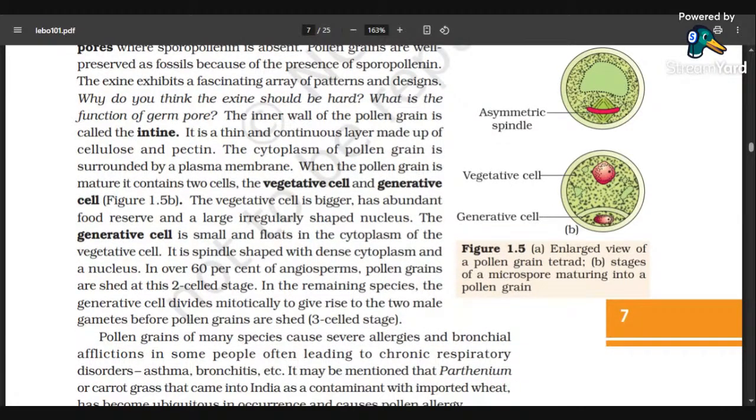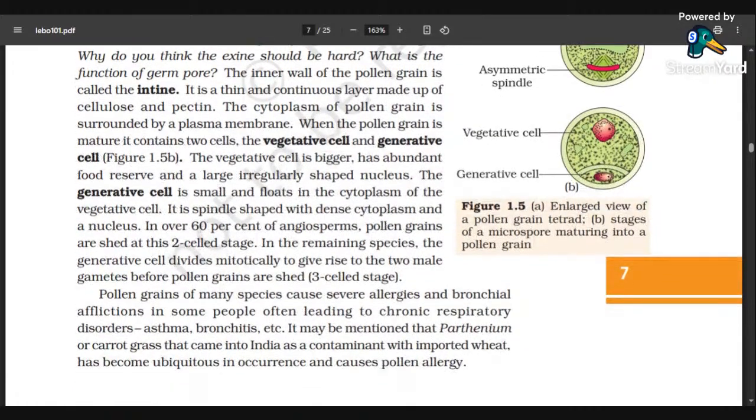In over 60% of angiosperms, pollen grains are shed at this two-celled stage. In the remaining species, the generative cell divides mitotically to give rise to two male gametes before pollen grains are shed, in a three-celled stage.